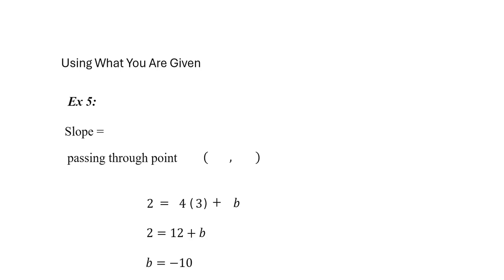Once we know that b is negative 10, we can build our equation. We know the value of m is 4, so we can say y equals 4x minus 10.